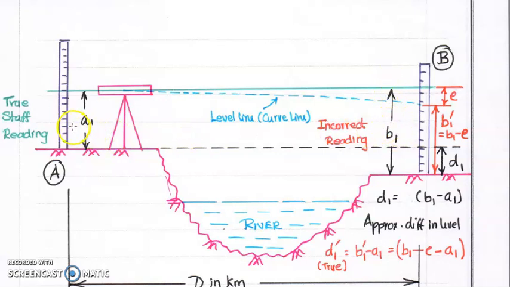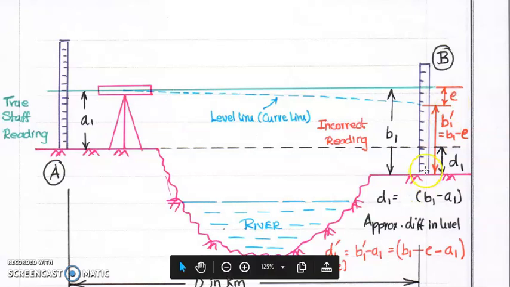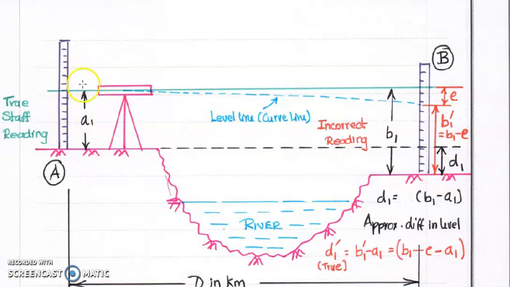So now shift the instrument. Next, in order to get B1 dash, B1 minus E. What is E? Error, the combined error. So this is D1. D1 equals B1 minus A1. A1 is already available because A1 is a true staff reading, because it is taken very close to this instrument.